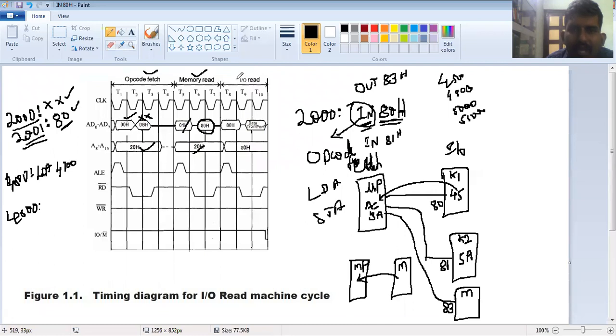Then why IO read? Because whatever content you are typing in the keyboard, you have to read. Then only that content will be transferred to the accumulator. Am I right?